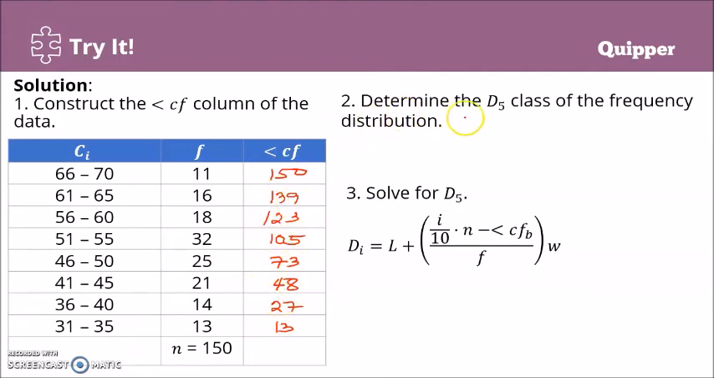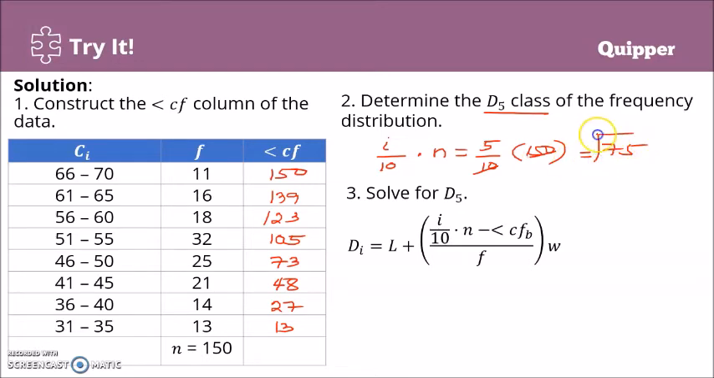Now, second step is to determine the D sub 5 class by substituting or getting the value of i over 10 times n. And yung i natin, D sub 5, so we have 5 over 10 times yung n natin is 150. Okay, 150. So, cancel out yan. Magiging 15. 5 times 15, that's 75. Okay, 75. Tama ba? So, yeah, dalawang 15 is 30. Apat na 15 is 60. Plus isa pang 15, that's 75.